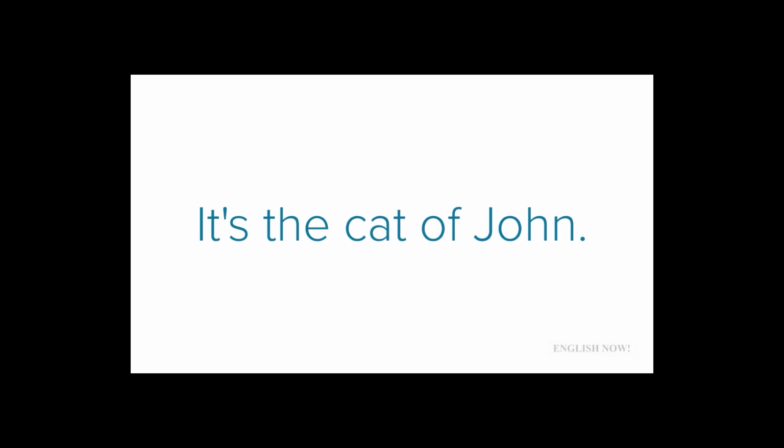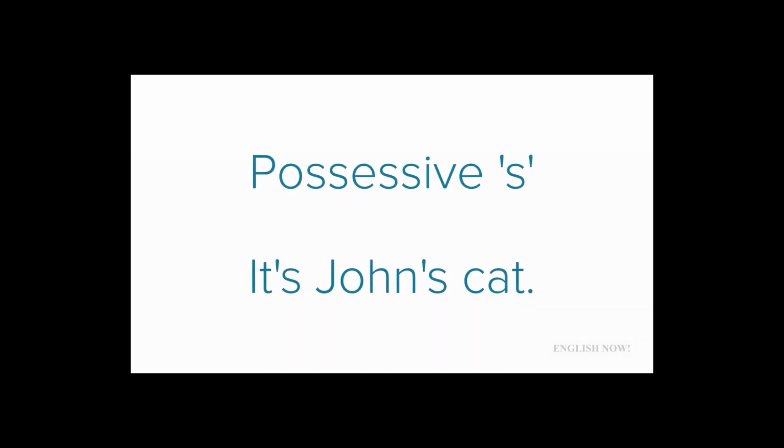The next example, it's the cat of John. What's the mistake here? And here is the correct sentence. It's John's cat. So the problem was with the possessive S. We use this in English to talk about possession, obviously, and also to talk about relationship. So instead of saying it's the cat of John, we should say it's John's cat.